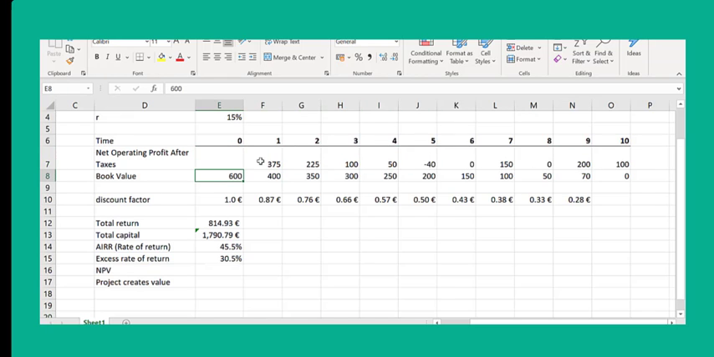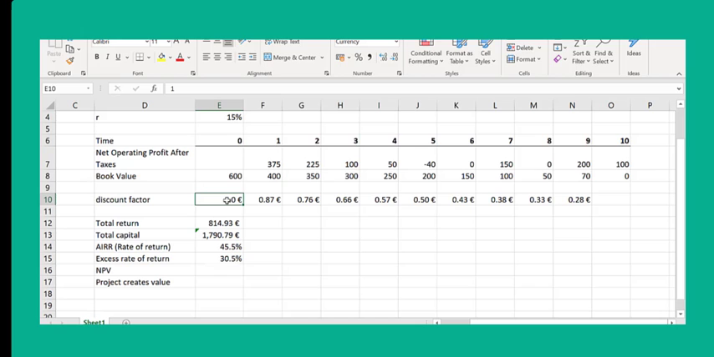Then we have the pro forma book value of this project. 600 is invested at time 0, 400 is the invested capital at time 1, and so on until time 10. At time 10 the project is over and the invested capital is 0. We assume that the cost of capital, denoted as R, is 15%. These are the discount factors. They are collected in row 10.